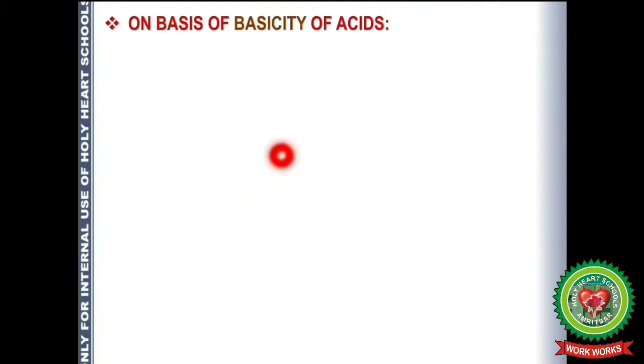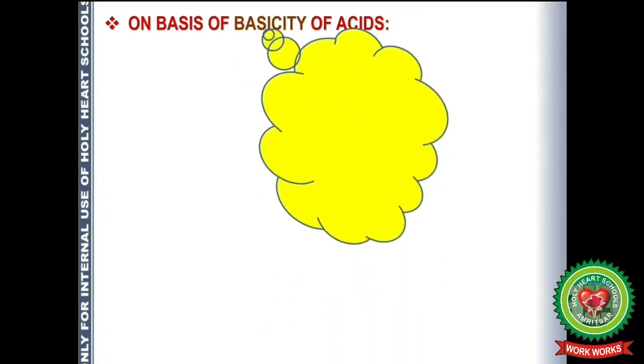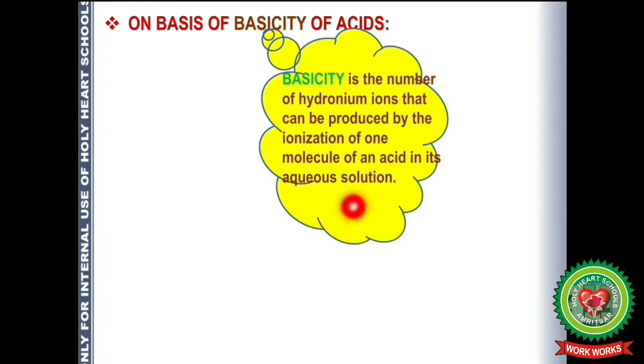The next classification is based on basicity of the acids. What is basicity? Basicity is the number of hydronium ions that can be produced by the ionization of one molecule of an acid in its aqueous solution. So for one molecule of an acid, how many hydronium ions does it produce? That will be termed basicity. So on the basis of basicity, acids are further classified.